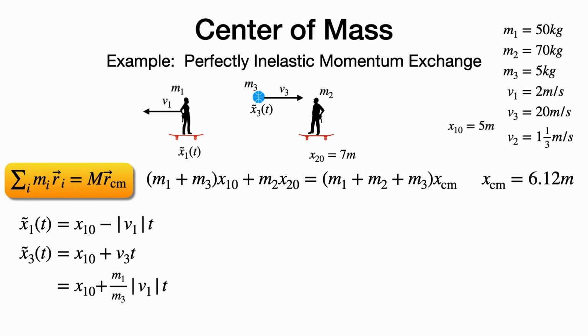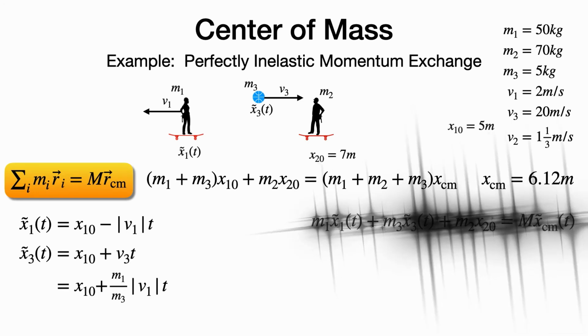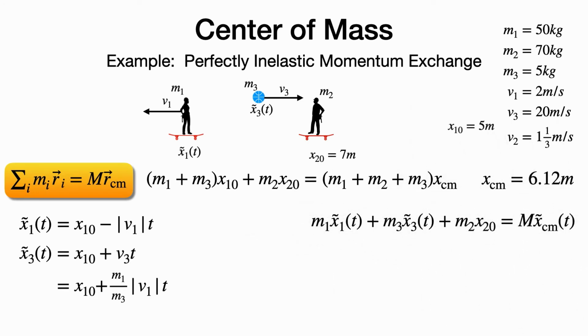Of course, mass m2 is just sitting still because it hasn't caught the ball yet, so it's still remaining in place. We can now calculate the center of mass of the system by taking mass 1 and multiplying it by its position as a function of time, plus mass 3 times its position as a function of time, plus mass 2 times its constant position. This will be the total mass of the system times the center of mass as a function of time.